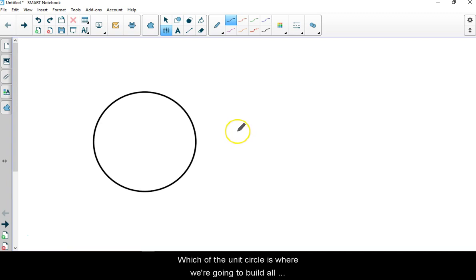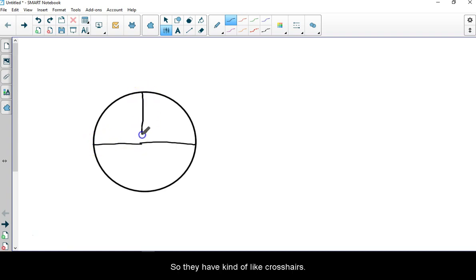All right, so the unit circle is where we're going to build all of our trig off of, and we are not creative in math. We call it a unit circle because it's a circle and its radius is 1 unit, right? That's it. That's how we work. So now I'm going to take that out for a second and extend this so that I have kind of like crosshairs.